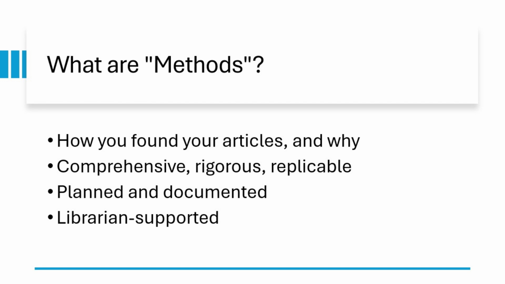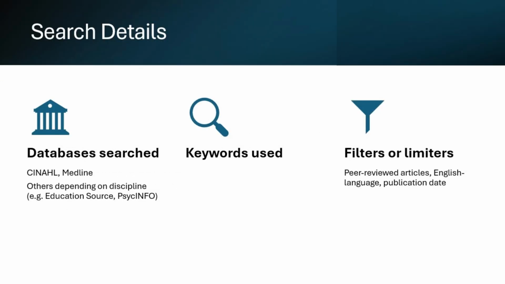The main elements in your methods section are the details of your search, your selection criteria, and the total number of articles you screened and included. Let's begin with the search. The key pieces of information you need to report are the databases you searched, the search terms you used, and any limiters or filters you used on the search.